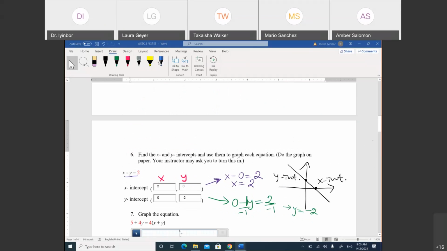So finding the x-intercept, we plug in 0 for y. Finding the y-intercept, 0 for x.